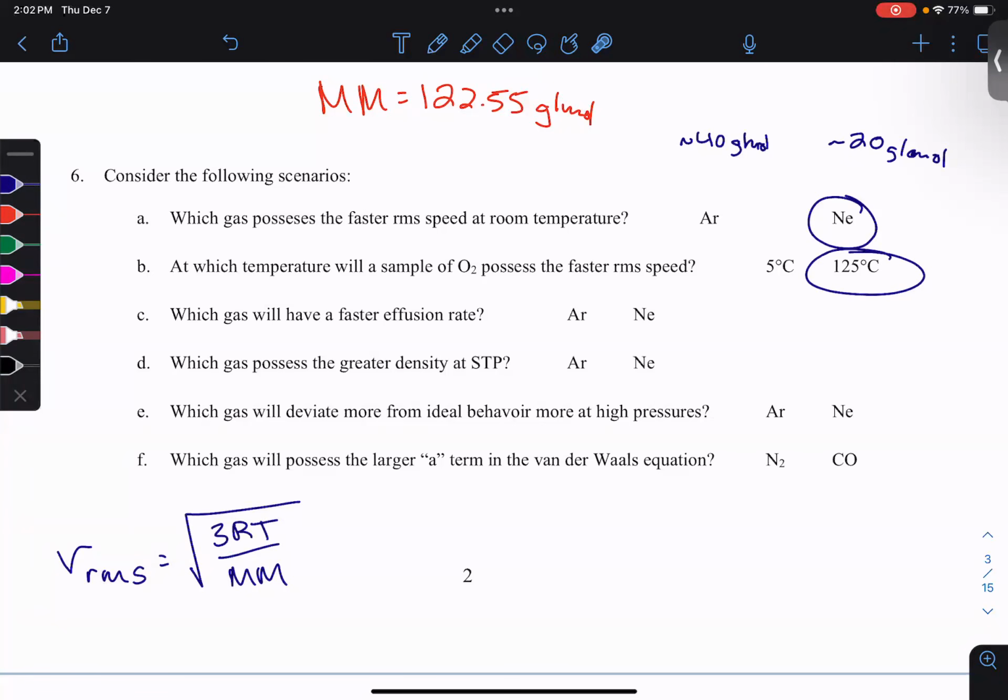All right, which gas has a faster effusion rate? Effusion rate relates to collisions. A lot of the properties we look at relate to collisions. The more a gas collides with the sides of the container, the more a gas collides with each other, it all comes down to the properties of root mean square speed. So if a gas effuses, will it effuse faster if there are more collisions or fewer collisions? More collisions, yeah.